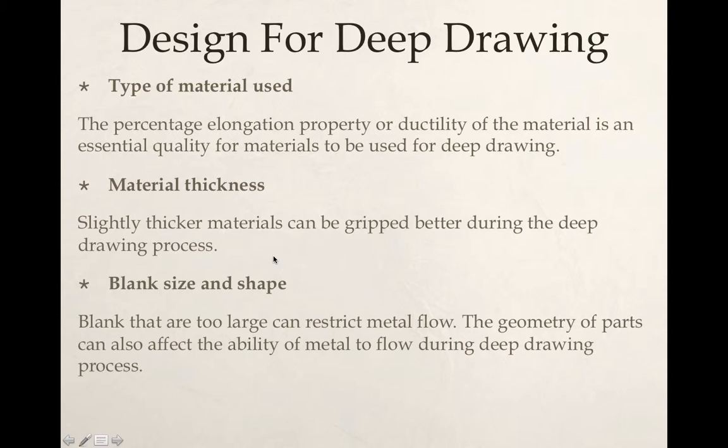Slightly thicker materials can be gripped better during the deep drawing process. And also we should know that thicker sheets have more volume and hence can be stretched to a greater extent. However, the drawing force will increase with the sheet thickness. The third is the blank size and shape. Blanks that are too large can restrict metal flow. The geometry of parts can also affect the ability of metal to flow during the deep drawing process.